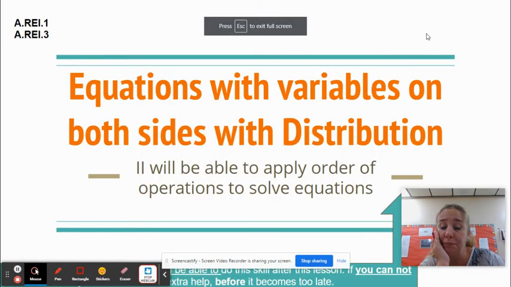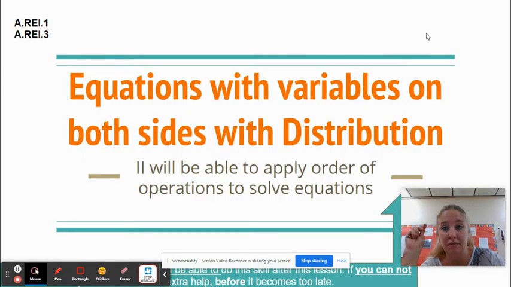All right, so equations, variables on both sides with distribution. Yeah, so let's do it.